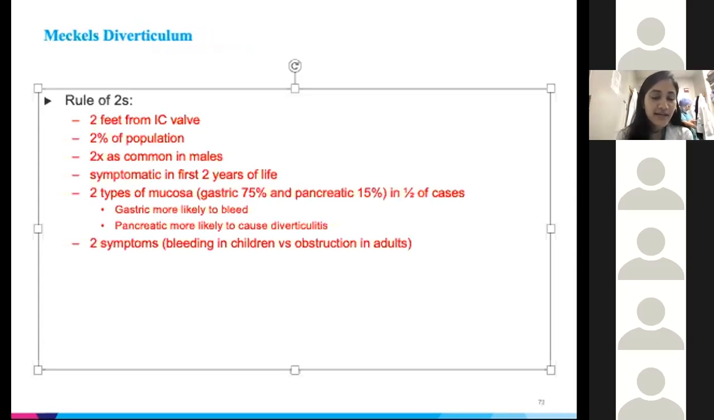Good. So that covers all of the topics for small bowel for this year. I think because we have some time, we should go over some of the review slides again as a group before moving on to Journal Club.